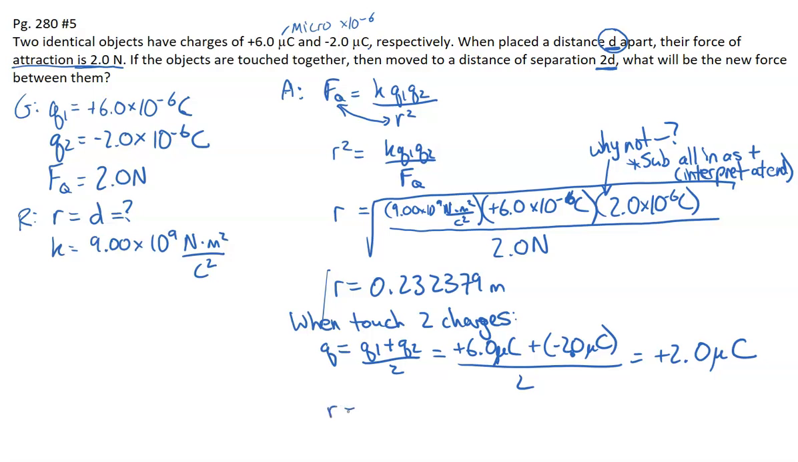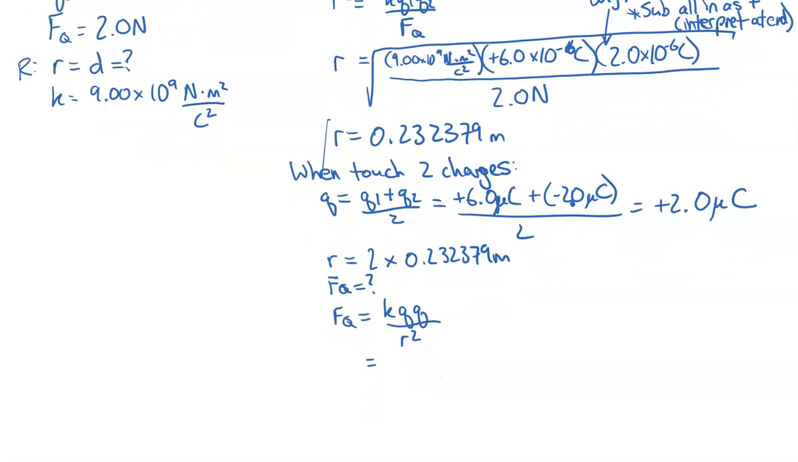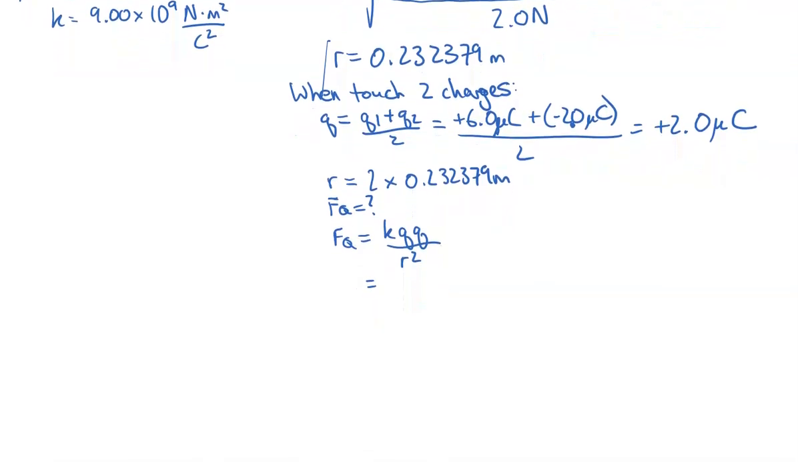We know that the radius is going to be 2 times 0.232379 meters. We know that F is what we're trying to solve for. And we know k, it's the same as it was above. So we can go ahead and solve that. We just substitute those into this equation. In this case, those two charges are the same, so I'm just going to write them as Q and Q over r squared, and we just need to sub those values in as shown.